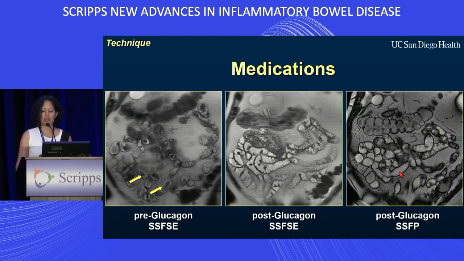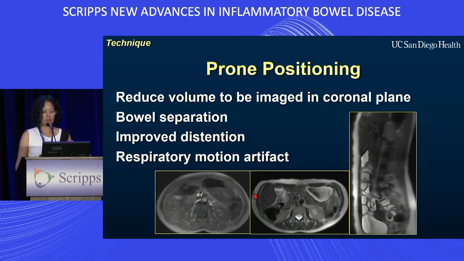And so if you see something in the lumen on an SSFP, it is a true object within the lumen, be it soft tissue, be it ingested material or something else, as opposed to the SSFSE, which is also another rapid T2 weighted sequence, but is prone to artifacts like this.